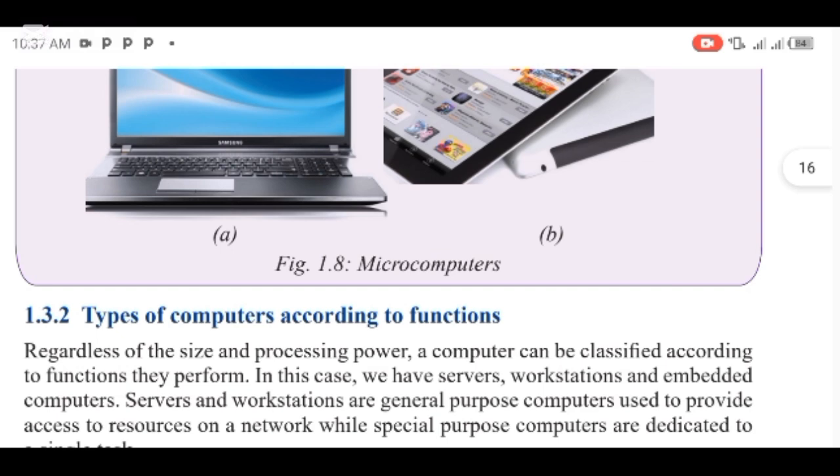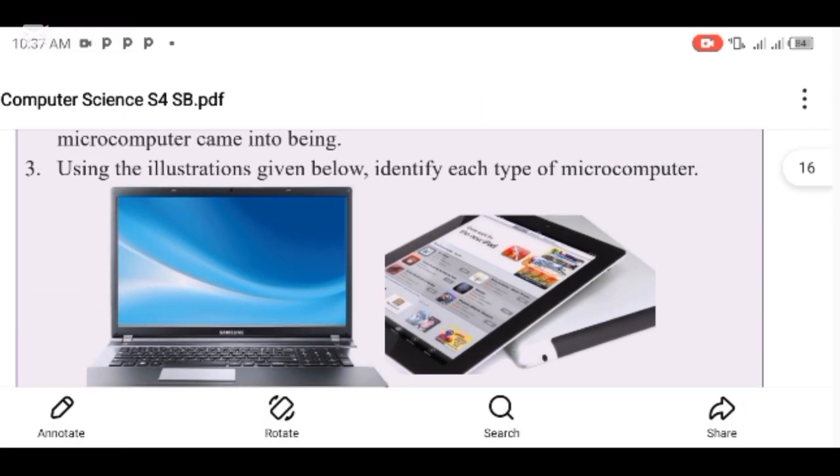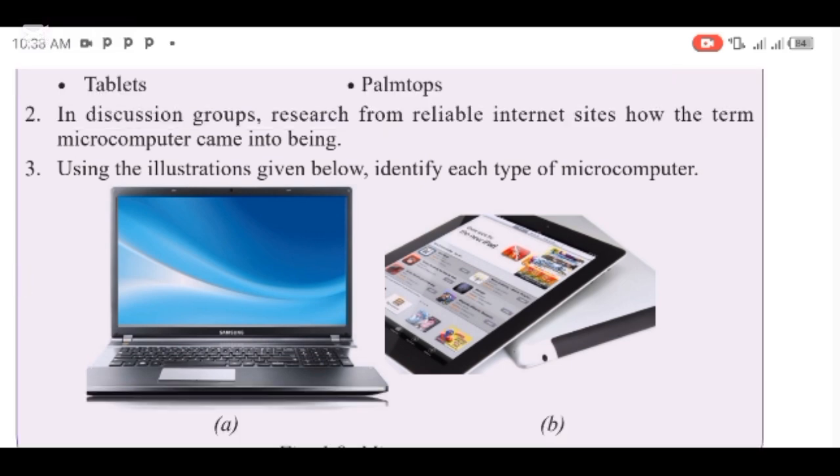So in order to avoid a time-consuming, very long video, let's stop here. The next session will discuss the classification according to the functions of the computer. All of you, I think you have an understanding of the classification of computers according to size. So please write a comment on this video to inform me whether I can continue to teach you or I should stop here.